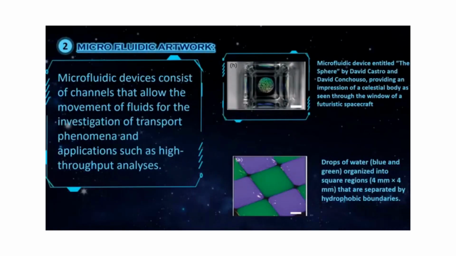The second type of artwork is microfluidic artwork. Basically, it uses the concept of microfluidic devices. The first picture is the sphere, which is basically providing an impression of a celestial body which can be seen through the window of a futuristic spacecraft. The second figure shows the drop of water shown by the blue and green color organized into square regions that are separated by the hydrophobic boundaries.